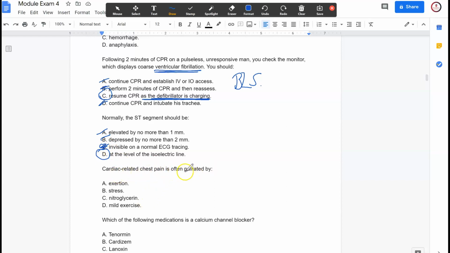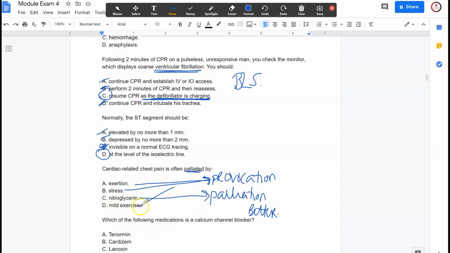Cardiac-related chest pain is often palliated by, and this goes back to BLS days a little bit, right? You have provocation, what makes it worse, and palliation, what makes it better. So exertion often is a provocator, stress, provocator, nitroglycerin makes it better. Mild exercise, provocation, right? So your answer should be nitroglycerin.